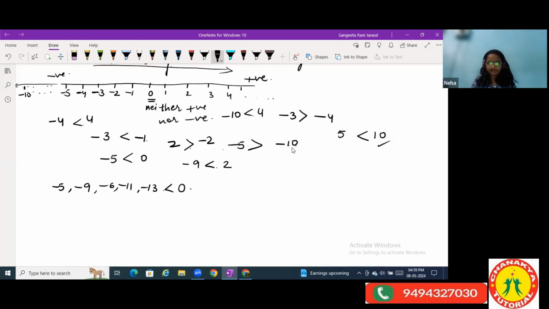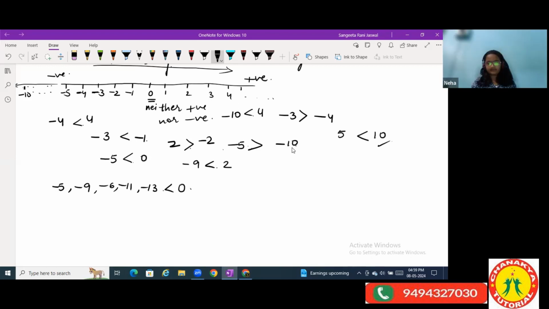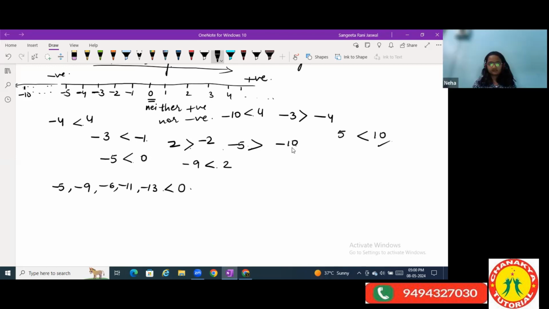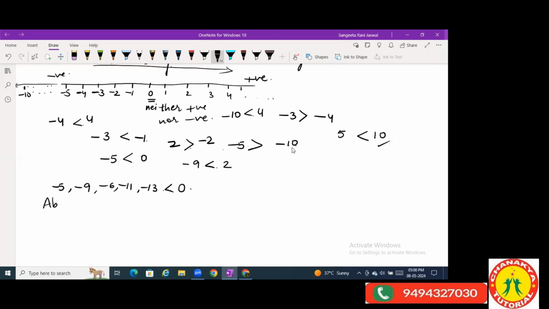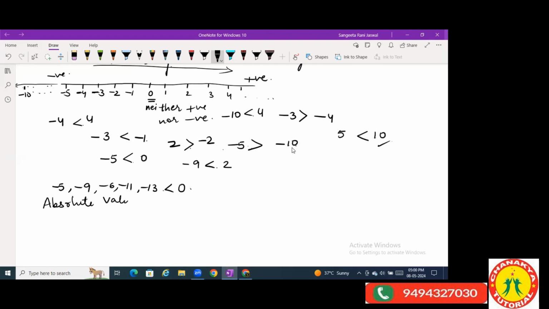Now coming to the absolute value of an integer. Okay, now see, this is the absolute value.